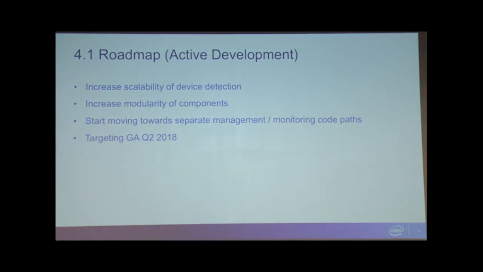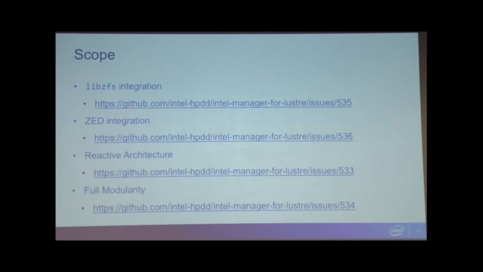So for our 4.1 roadmap, we had 3 high-level goals we wanted to do. We wanted to increase scalability of device detection, increase modularity of our components, and start moving towards separate management and monitoring code paths. We're targeting a GA of the second quarter of 2018, and we're expecting to have an alpha release available within the next few weeks. To achieve these goals, we've brought 4 items into scope. They are LibCFS integration, ZFS integration, reactive architecture, and full modularity. And I'll go through those briefly.